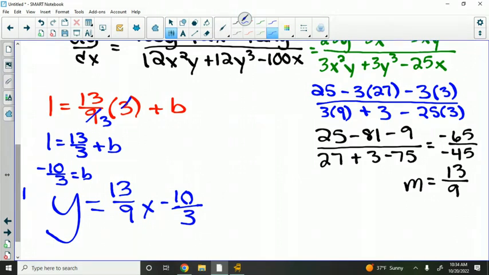Questions? Do we like this better or worse than chain rule? Better? This is definitely for the people who like algebra. So Maya, do we like this better or worse than chain rule? Yeah, it's definitely algebra heavy.